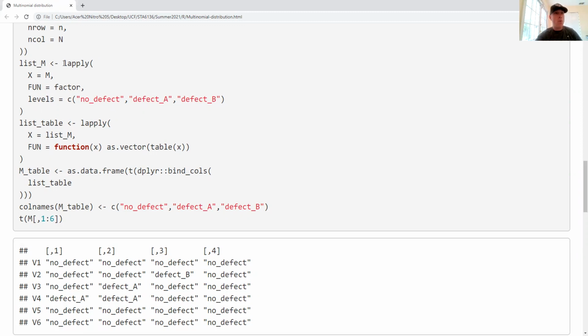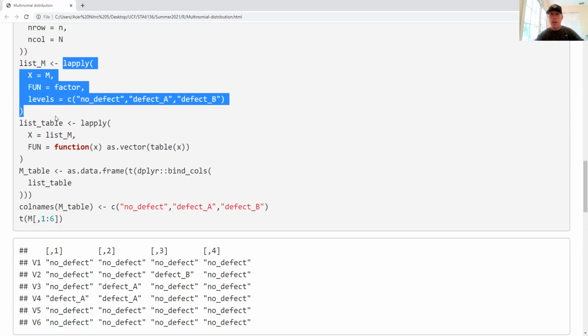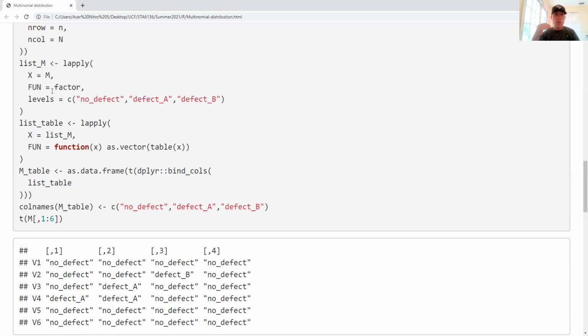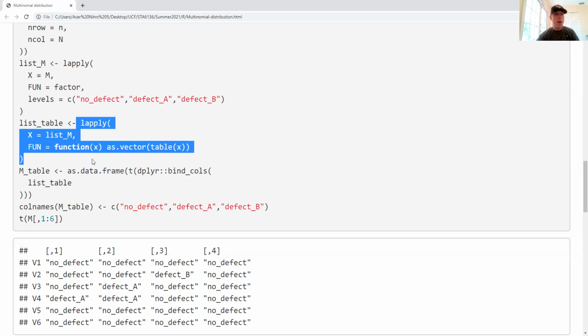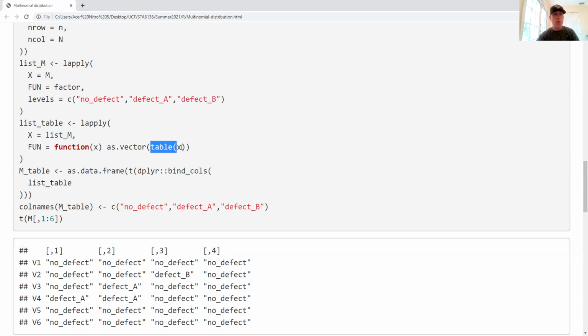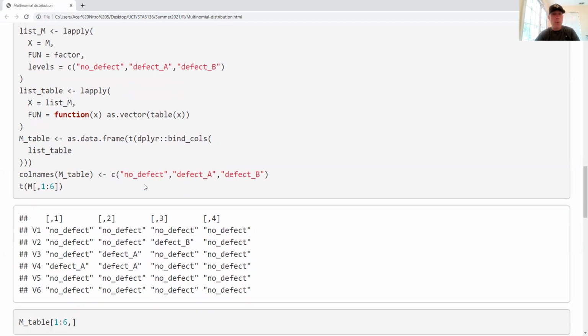And so here I go through, I use lapply to generate a list where each sample I'm converting to a factor, and then I go through and get my counts using the table function, and I use as.vector just so that under the hood our things work out. And then I convert it to a data frame using dplyr to stack everything on top of each other. Okay, so let's take a look at our actual sample.